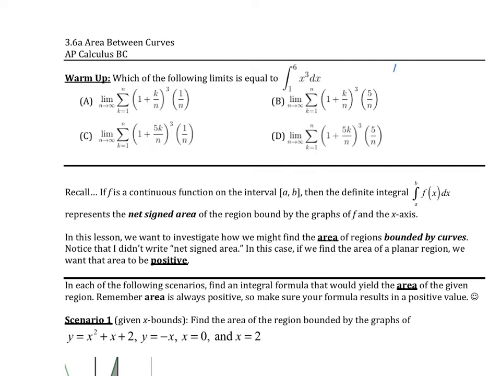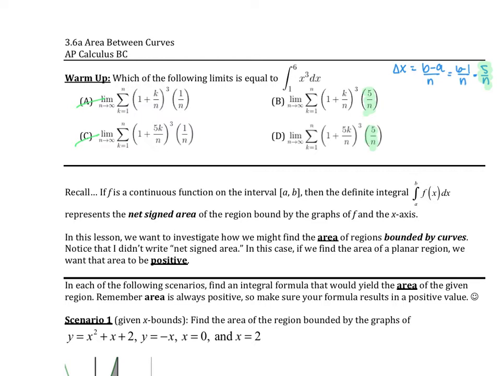So the first thing I'm going to find is delta x. And remember, delta x is b minus a over n. For our particular problem, the b and the a come from the bounds of my integral. So my delta x would be 6 minus 1 over n, or 5 over n. Because my delta x is 5 over n, really the only two I'm going to consider are going to be b and d at this point.